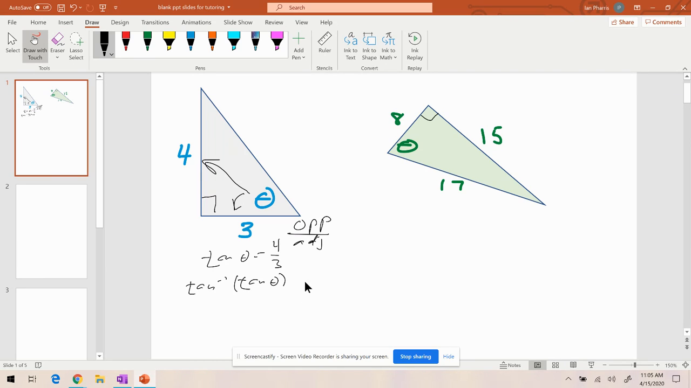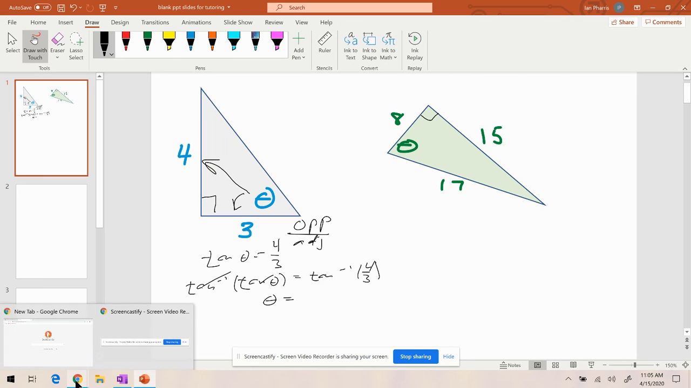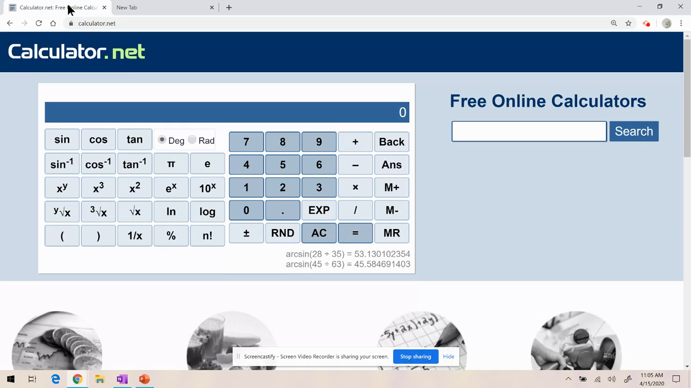This is how it actually looks. Take the inverse tangent of both sides. Okay, the tangent wipes out the inverse and just leaves me with the measure of the angle, which is what I want. And then I have to use a calculator here. And I've got an on-screen calculator ready to go. Where is it? It's on this video right here.